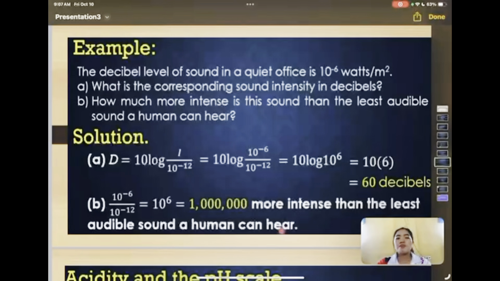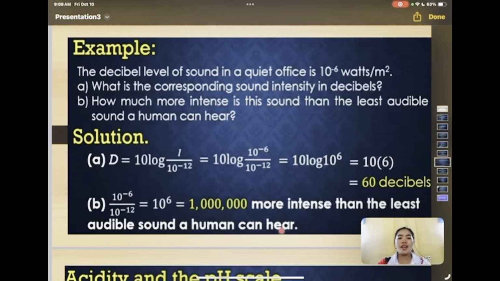The sound intensity in a quiet office is 10 raised to the power of negative 6 watts per square meter. What is the corresponding sound intensity in decibels? Then, how much more intense is this sound than the least audible sound a human can hear? Now, let's proceed to the solution.